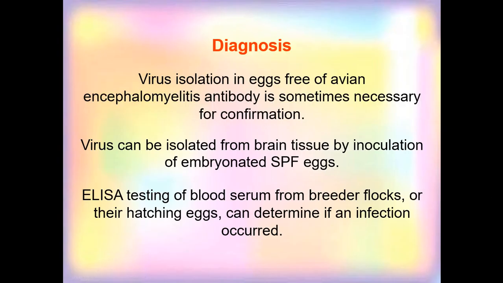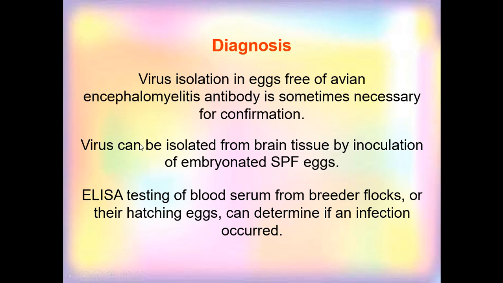The diagnosis is by using viral isolation, but usually we do viral isolation if we suspect the disease through clinical and pathological examinations. And surveillance of these cases, in particular in the affected farm, can also be done by using ELISA testing from the blood serum of the breeder flocks.